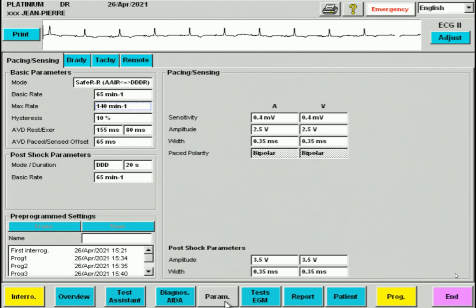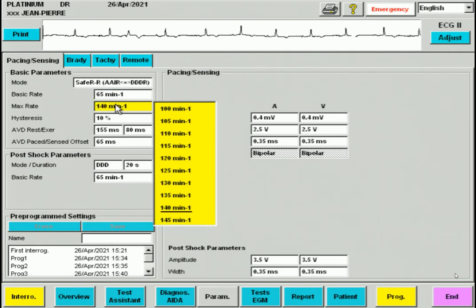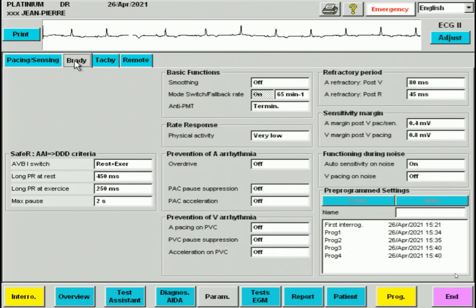In conclusion, the device function is normal. The only suggestion was to change the sensitivity of the rate response, which is too sensitive since during cycling he was permanently at maximal frequency and he remarked frequent palpitations during exercise. We will not change the basic rate or max rate, which can modify the steepness of rate adaptation.